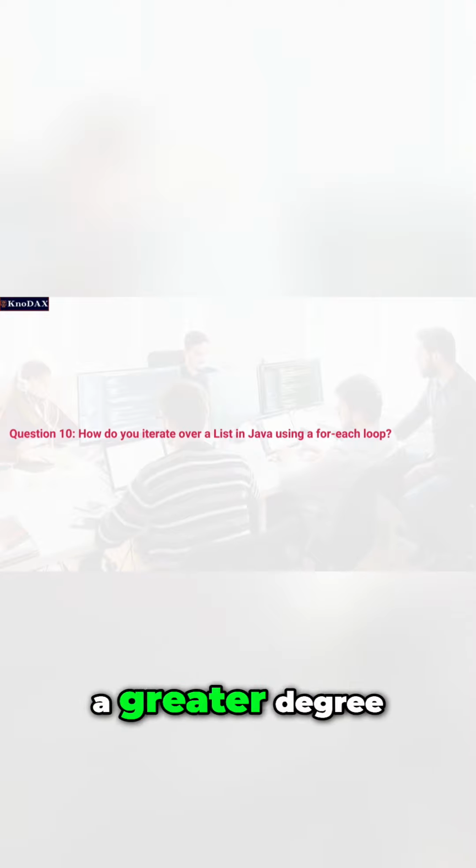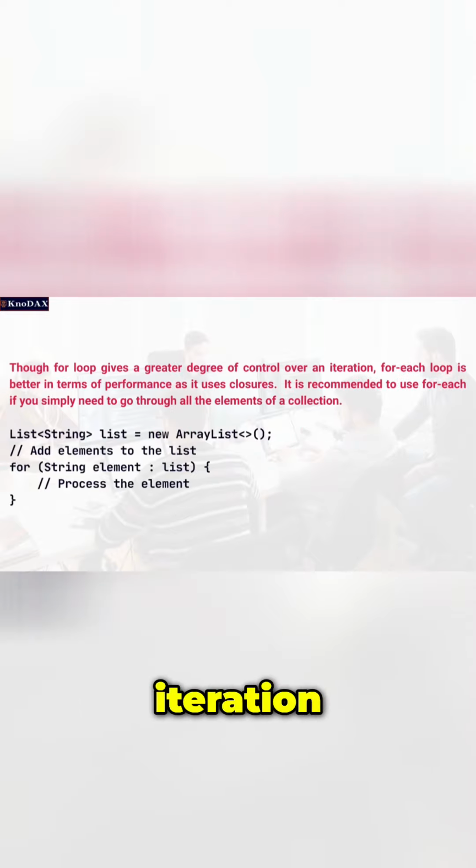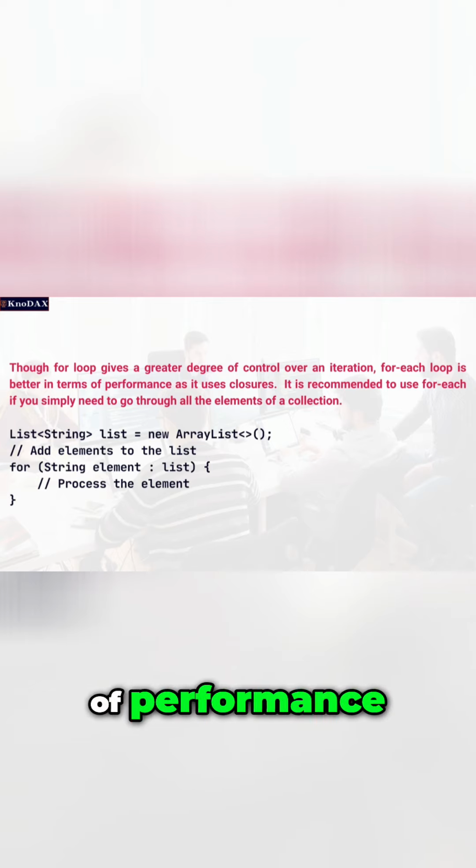Though for loop gives a greater degree of control over an iteration, the for each loop is better in terms of performance as it uses closures. It is recommended to use for each if you simply need to go through all the elements of a collection.